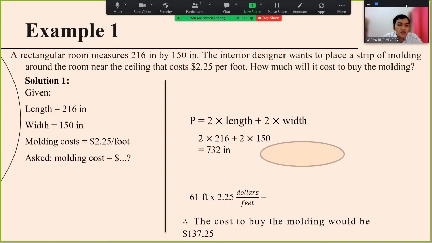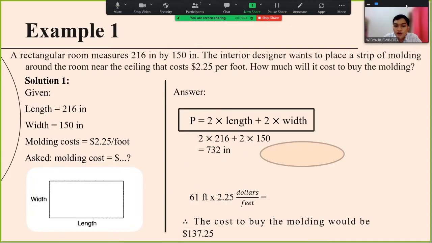Okay, solution. From the question, we get length equals 260 inches, width equals 150 inches. Molding cost is $2.25 per foot. We are asked for the molding cost in dollars. Okay, this is an illustration of the rectangular room.